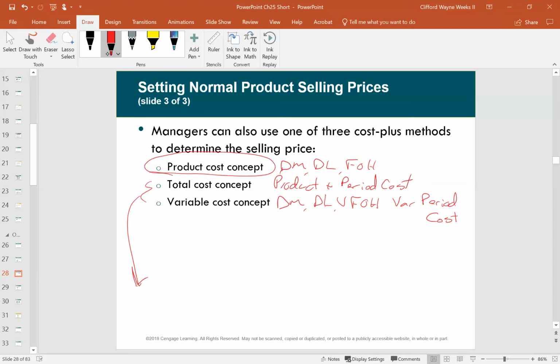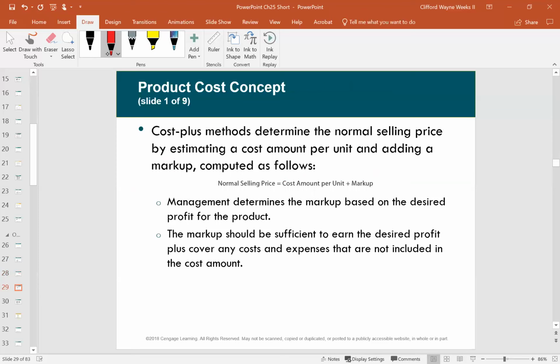But really what it comes down to is what costs do you need to cover? And so cost plus methods determine the normal selling price by estimating a cost per unit and adding a markup to that as follows. Normal selling price equals cost amount per unit plus the markup. Management determines the markup based on the desired profit on hand.